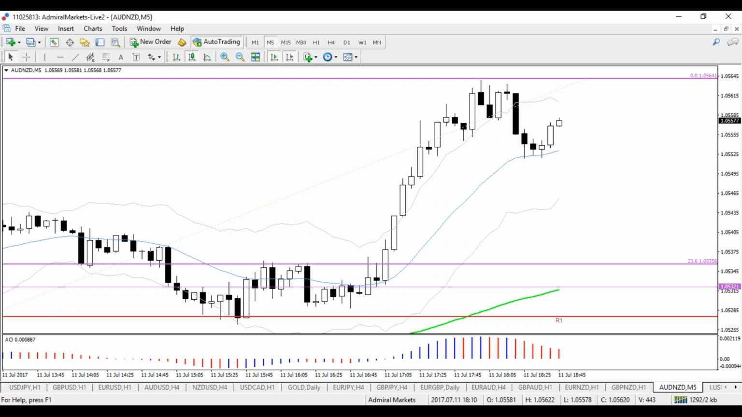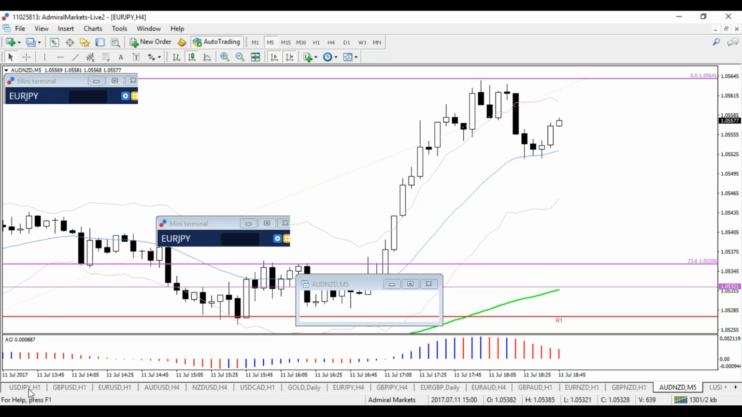Your dollar is moving nicely to the upside. Pound dollar is slightly bouncing in the meantime. Dollar yen is moving down a lot. By the way, we'll take a look at the euro yen right now. First, a quick look at the dollar yen because that's moving a lot down.